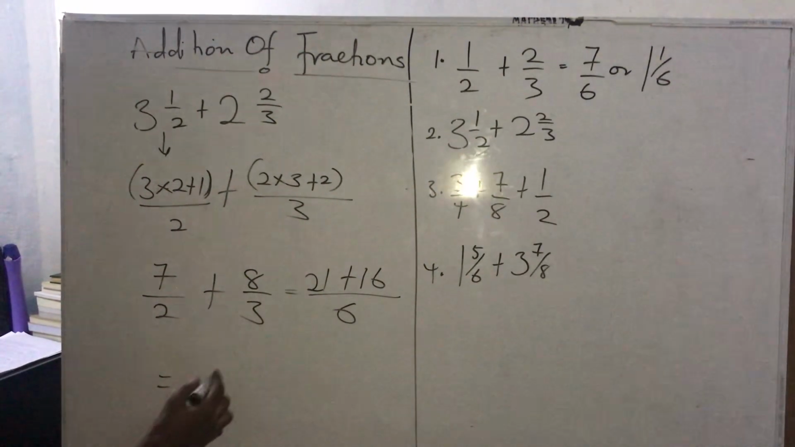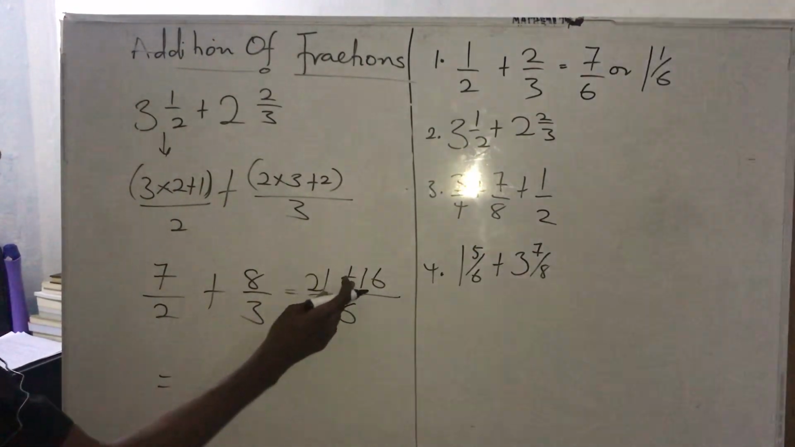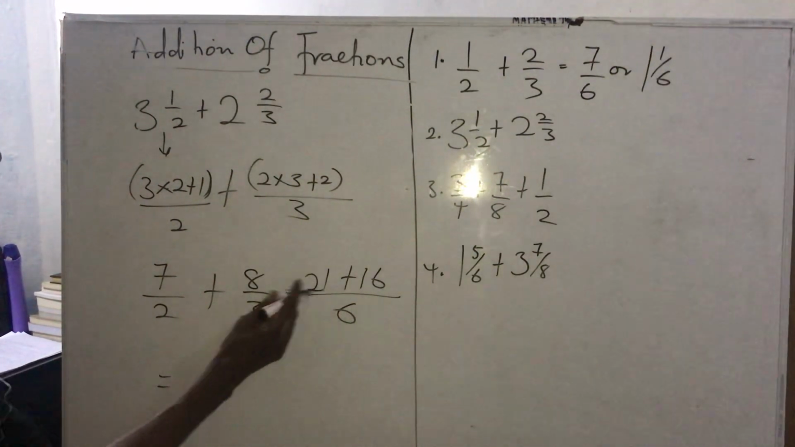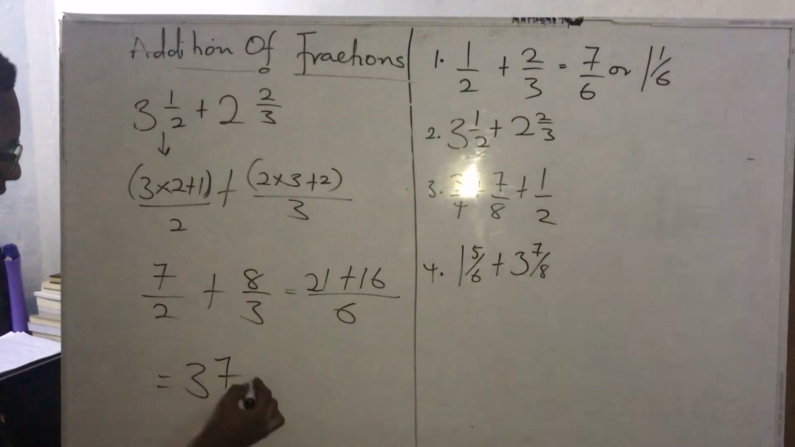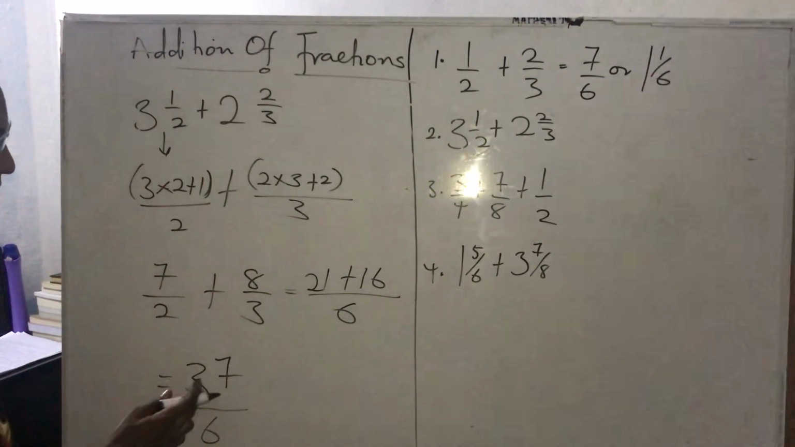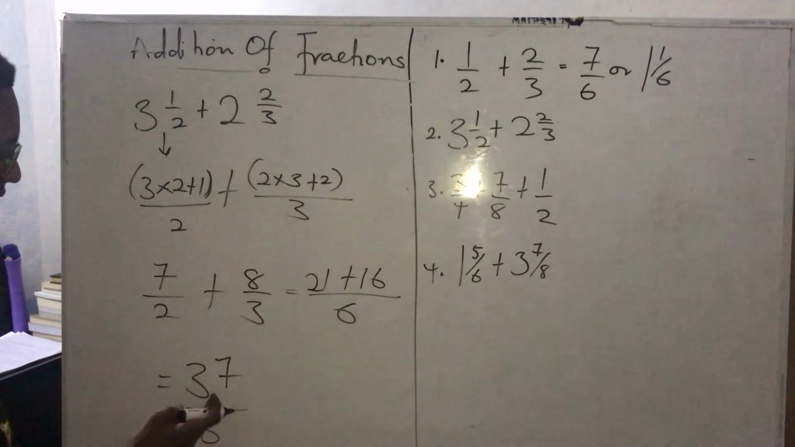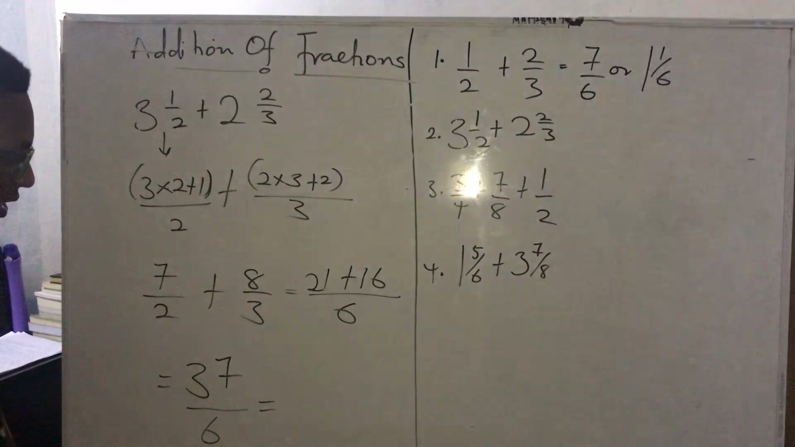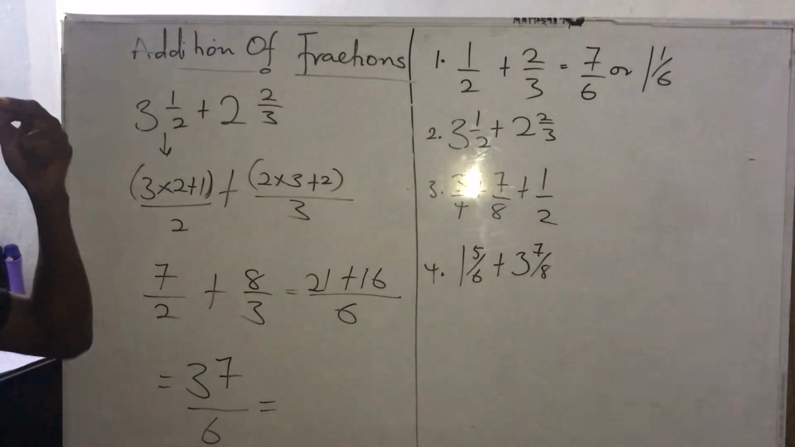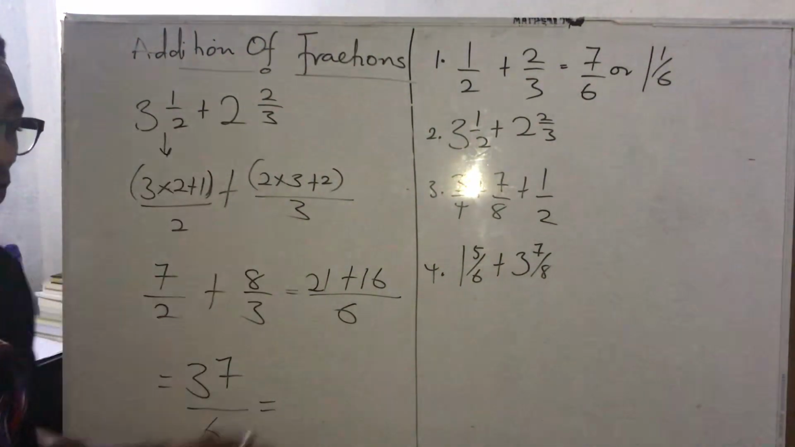So now, we have 21 plus 16. 1 plus 2, we have 3. 1 plus 6, we have 7 over 6. So now we have 37. This will give us 37 over 6. Now, this is also an improper fraction, so we have to change it to a mixed fraction.